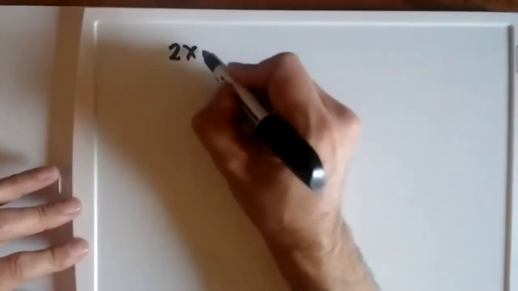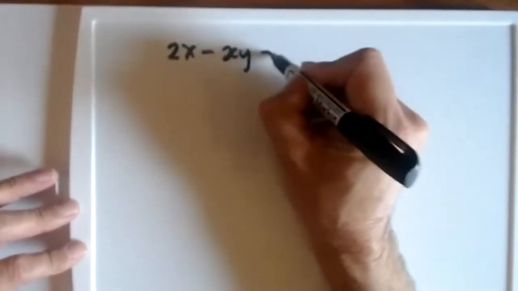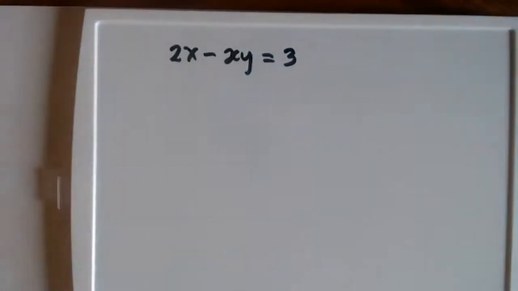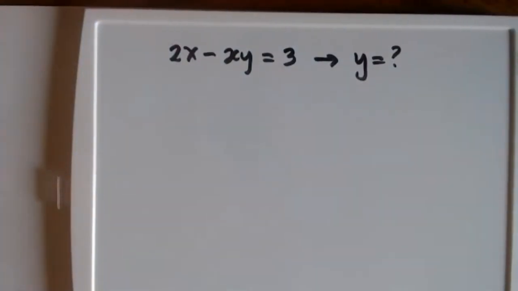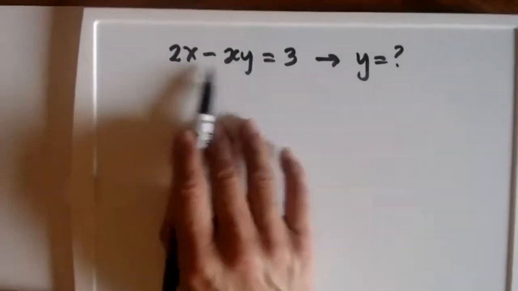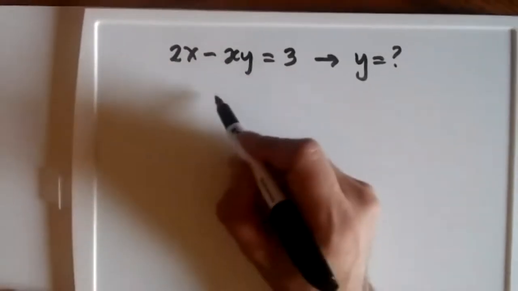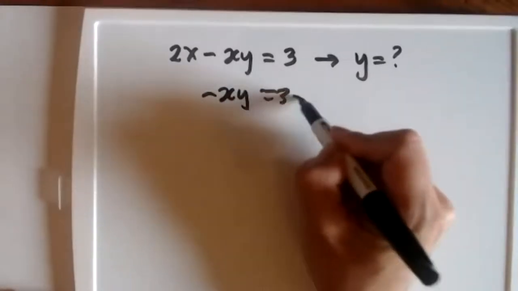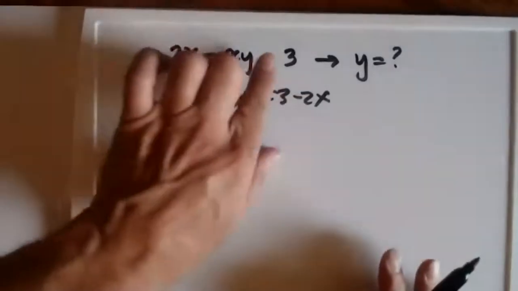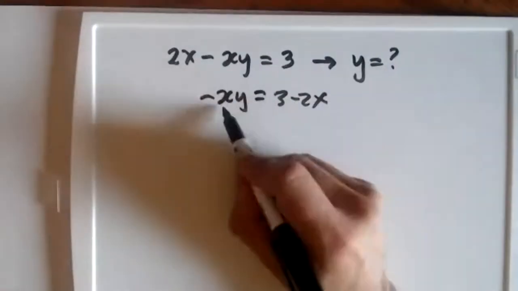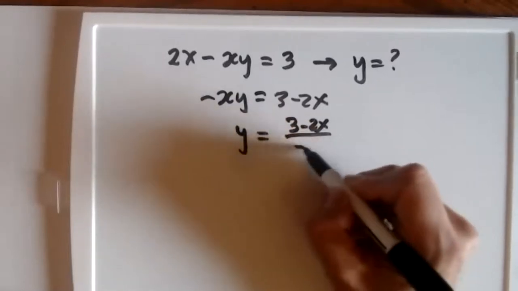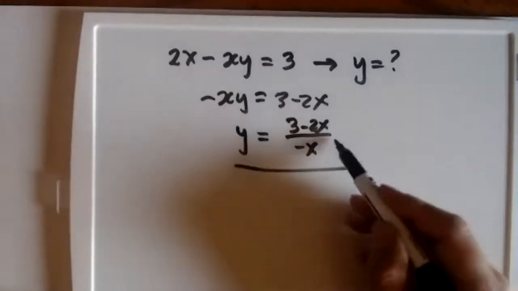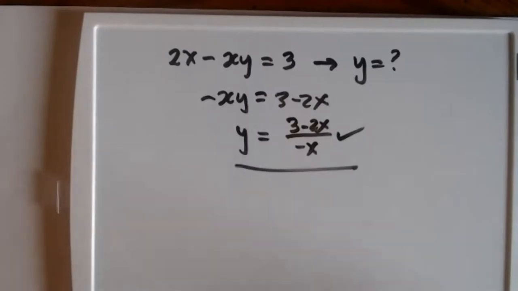Suppose I give you this one: 2x minus xy equals 3. And I ask you, what is y equals? What do you do? Factor out the x. You move this, correct? So you have negative xy equals 3 minus 2x. And then what? You divide by the negative x. So y equals 3 minus 2x over negative x. So you were able to put this as a function of x, correct?